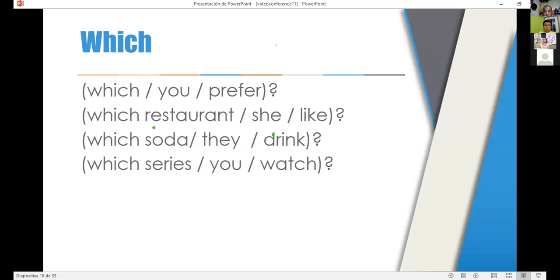All right. So I'm going to choose a person. So let's go with Cristina. What is this one? Which, what is the answer? Prefer. Which do you prefer? Very good. So now, Christina, choose another person. Wilfredo. Okay, Wilfredo, the next one.